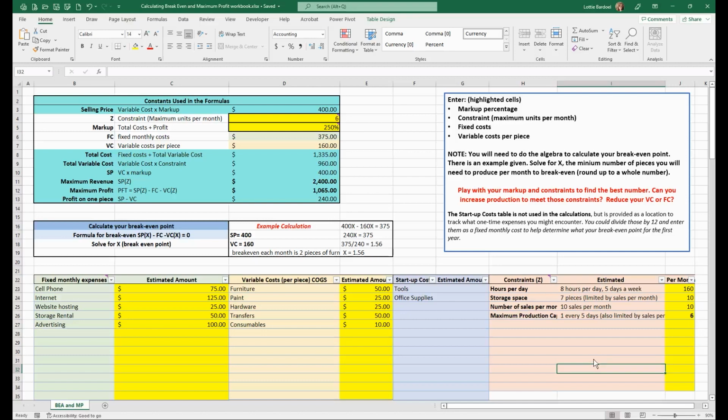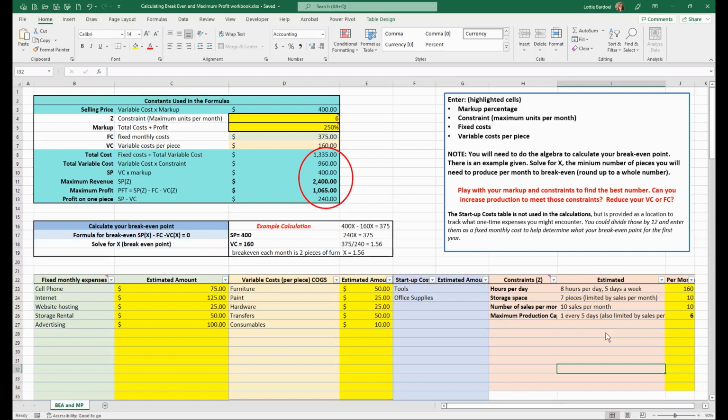If your greatest limiting factor is time, say you only work evenings or weekends, then you will need to determine the maximum number of pieces you can produce a month, taking that time limitation into consideration. The constraint must be a number of pieces produced, stored, or sold per month, not hours. The constraint is multiplied by variable costs and selling price in the calculations. Once you have entered the data and filled in the markup and constraint box, your selling price, maximum profit, and maximum revenue per month will calculate.